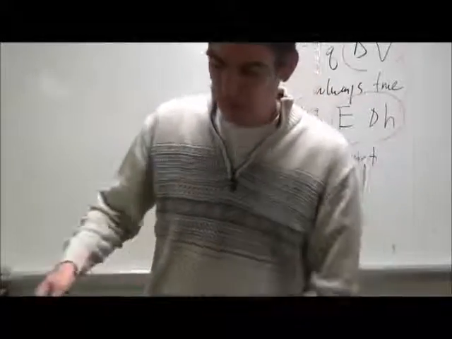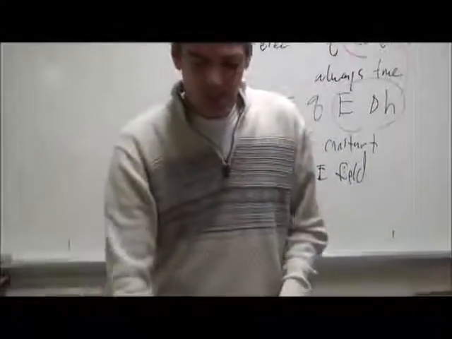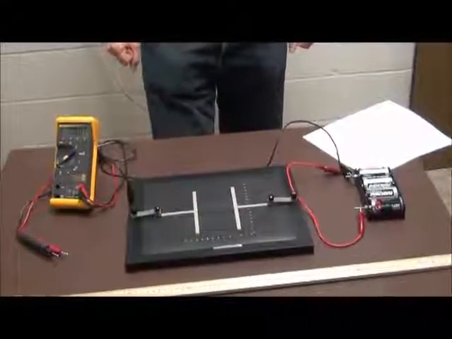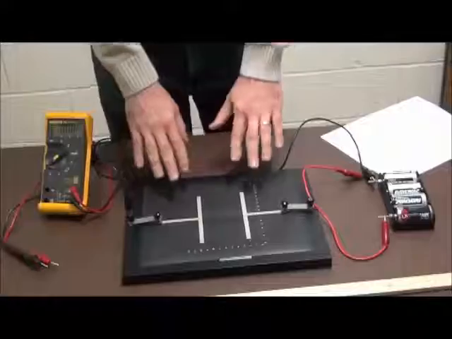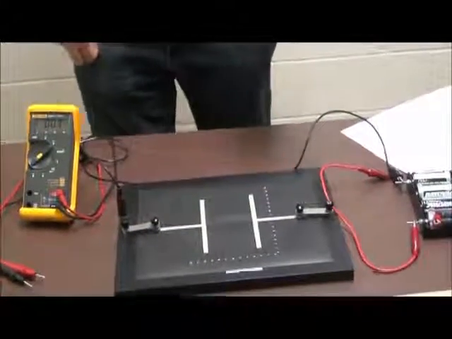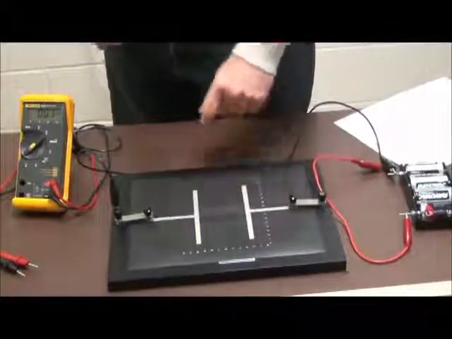The third thing we're going to use in this demonstration is this black paper, which has some silver painted electrodes on it. So the black paper is coated with carbon. Carbon is not a good conductor, but it's a slight conductor. Silver is a very good conductor.